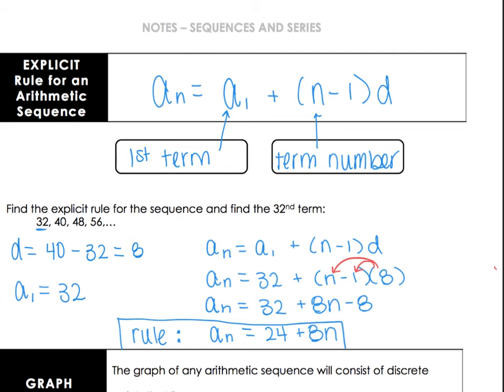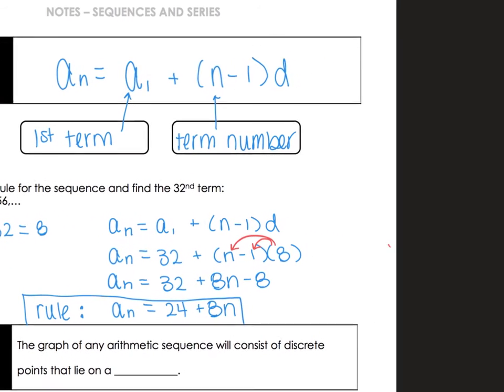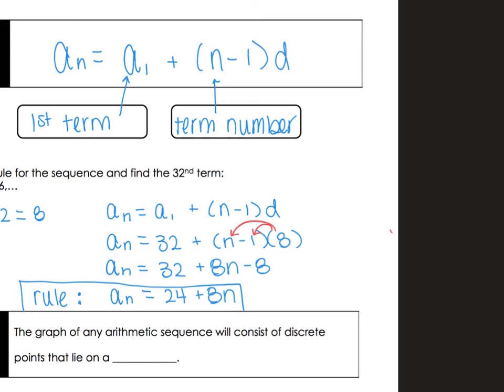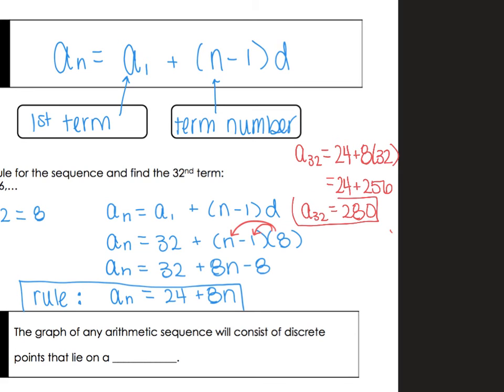Okay, and then we are asked to find the 32nd term. So all you have to do is plug in 32 for n. You just want to make sure that you are writing the correct notations. I'm just going to do it up here. So a sub 32 equals 24 plus 8 times 32. So I'm plugging in my 32 for n. I get 24 plus 256, which gives me 280. So my 32nd term would be 280.